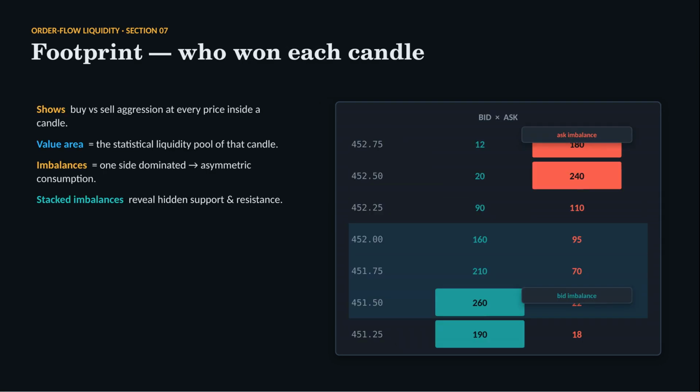The footprint chart cracks open each individual candle and shows you the buy volume versus the sell volume at every single price inside it. Instead of just a green or red bar, you see who actually won. How much aggressive buying versus aggressive selling happened at each level. And when one side massively outweighs the other, that's an imbalance. Those imbalances often mark hidden support and resistance because they show you exactly where aggression overwhelmed the other side. It's the most granular view of the fight there is.